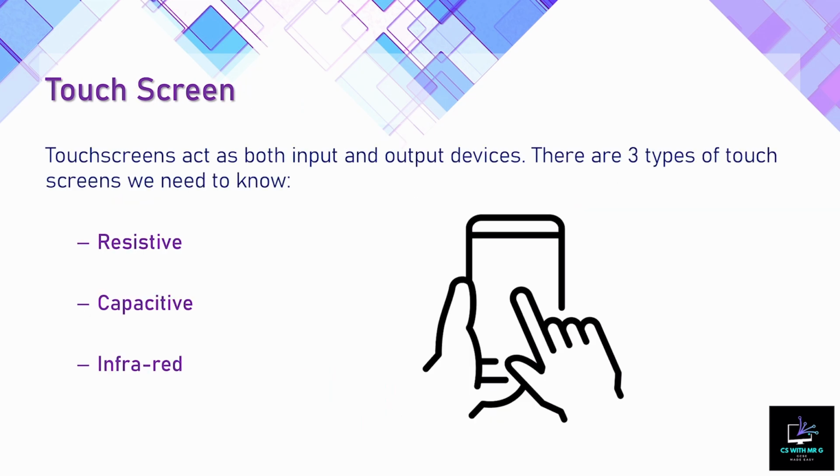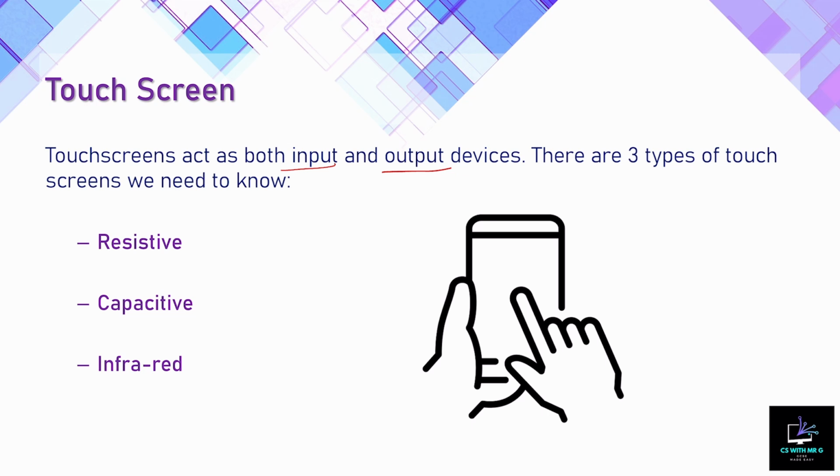Next we have touchscreens, and with touchscreens we have to be careful here because touchscreens are classed as both input and output devices. The reason being is that a screen or a monitor would be classed as an output device. However, a touchscreen takes the input of your finger and also shows you the display. So we have to be careful. The touchscreen can be classed as both.